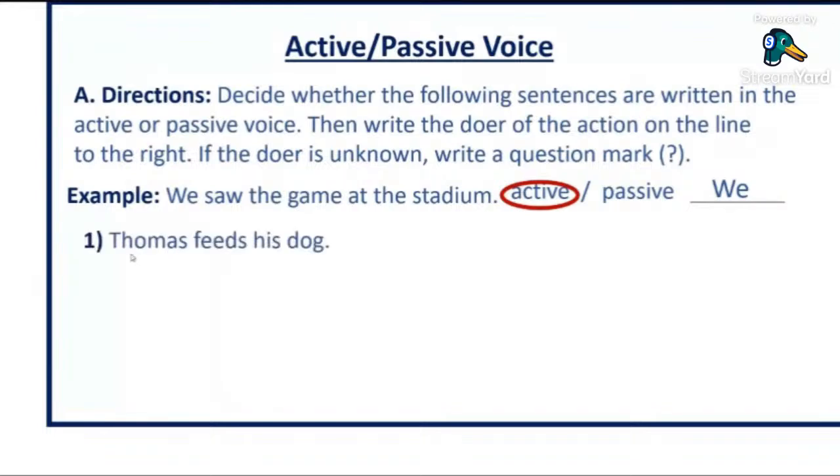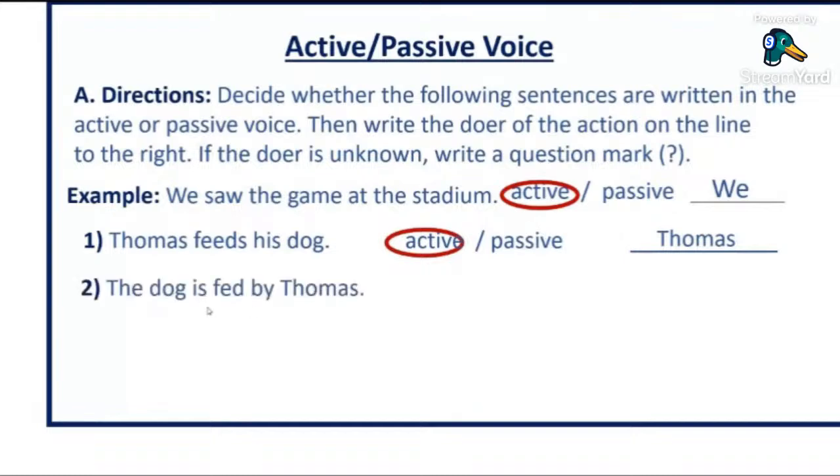Number 1. Thomas feeds his dog. Active, passive. Answer is active. And we have here Thomas. Number 2. The dog is fed by Thomas. Active, passive. It's passive. And the doer, we have Thomas.